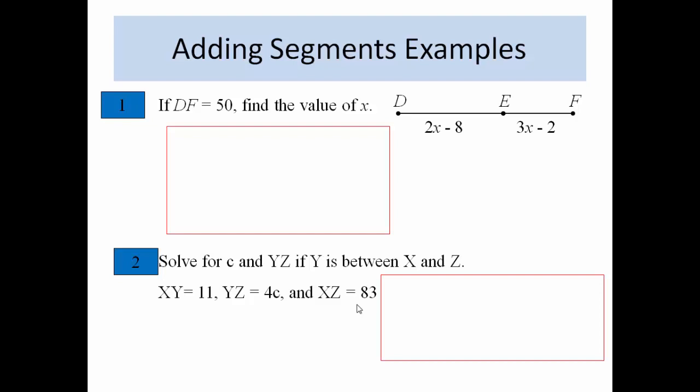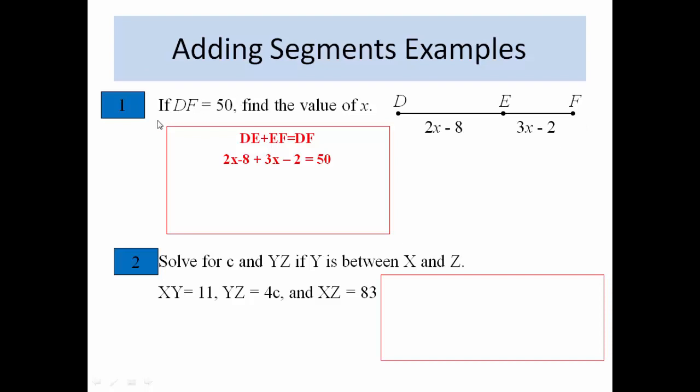So the first one, if DF is equal to 50, find the value of X. Now we're throwing in some variables, and this is why it's going to be so important to always write that betweenness of points equation first. So we add together our two smaller segments to equal our larger segment. DE plus EF is equal to DF. Then we replace everything with what we know. We know that DE is 2x minus 8, that EF is 3x minus 2, and that DF is 50.